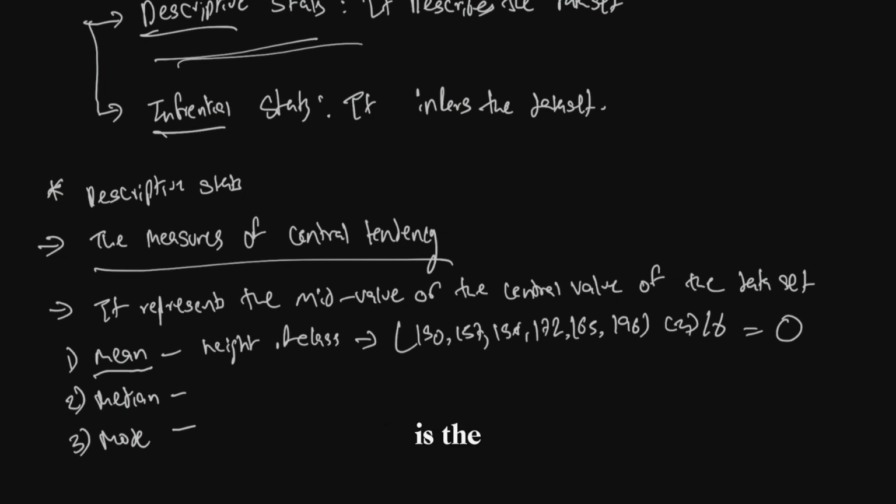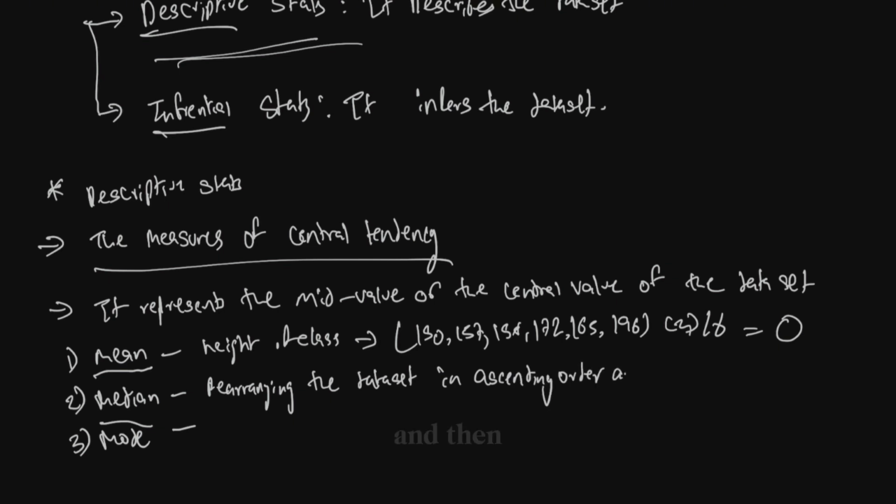The median is the centralmost value. So in this case, how do you find a median? You find a median by rearranging the data set in ascending order and then finding the middlemost value. So that's how you find the median. The mean is the average of the total data set. Median is the middlemost value of the data set.